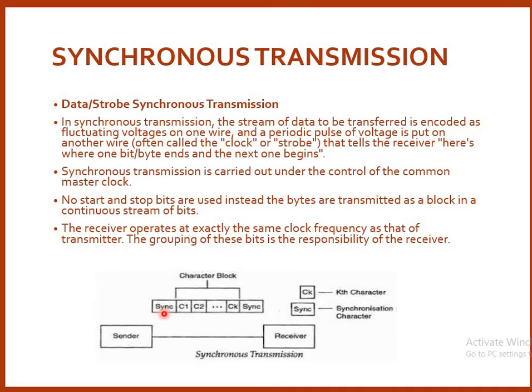Synchronous transmission is carried out under the control of a common master clock. No start and stop bits are used. Instead, the bytes are transmitted as a block in a continuous stream of bits. The receiver operates at exactly the same clock frequency as that of the transmitter. The grouping of these bits is the responsibility of the receiver. So this one is your transmitter and this one is a receiver. The first thing is the transmitter and receiver are operating at the same clock. There is a synchronization between the clock of the transmitter and the receiver.